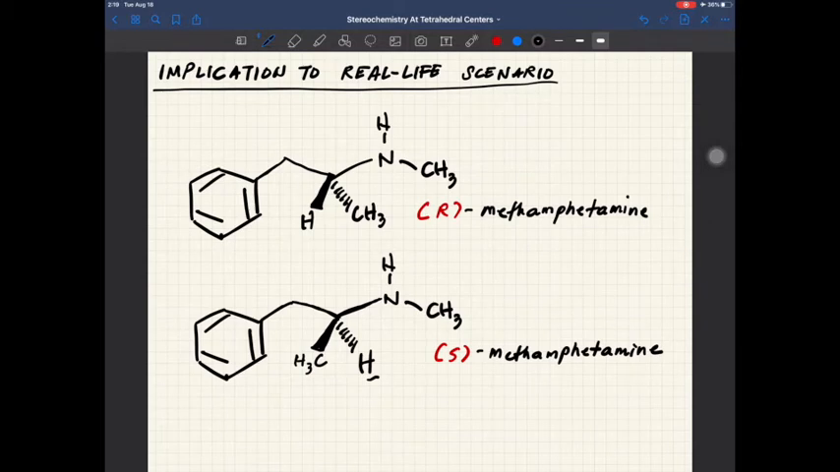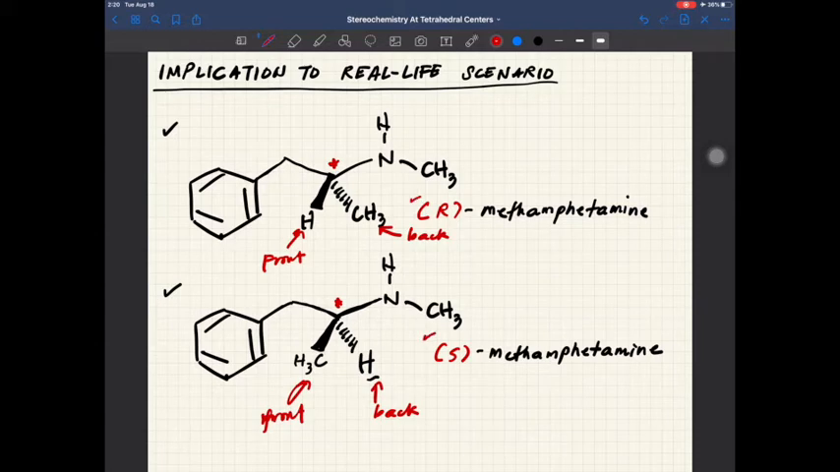Before delving more into our discussion, I would like to introduce a certain compound to you. These two compounds, as you can see, have the same chemical structure but different orientation at this carbon. In this particular compound, hydrogen is situated at the front and methyl is situated at the back. On the other compound, the methyl substituent is situated in the front, whereas hydrogen is situated at the back. These two compounds are called R-methamphetamine and S-methamphetamine. As you can see, they have the same name, but the only difference is the orientation of their substituents.